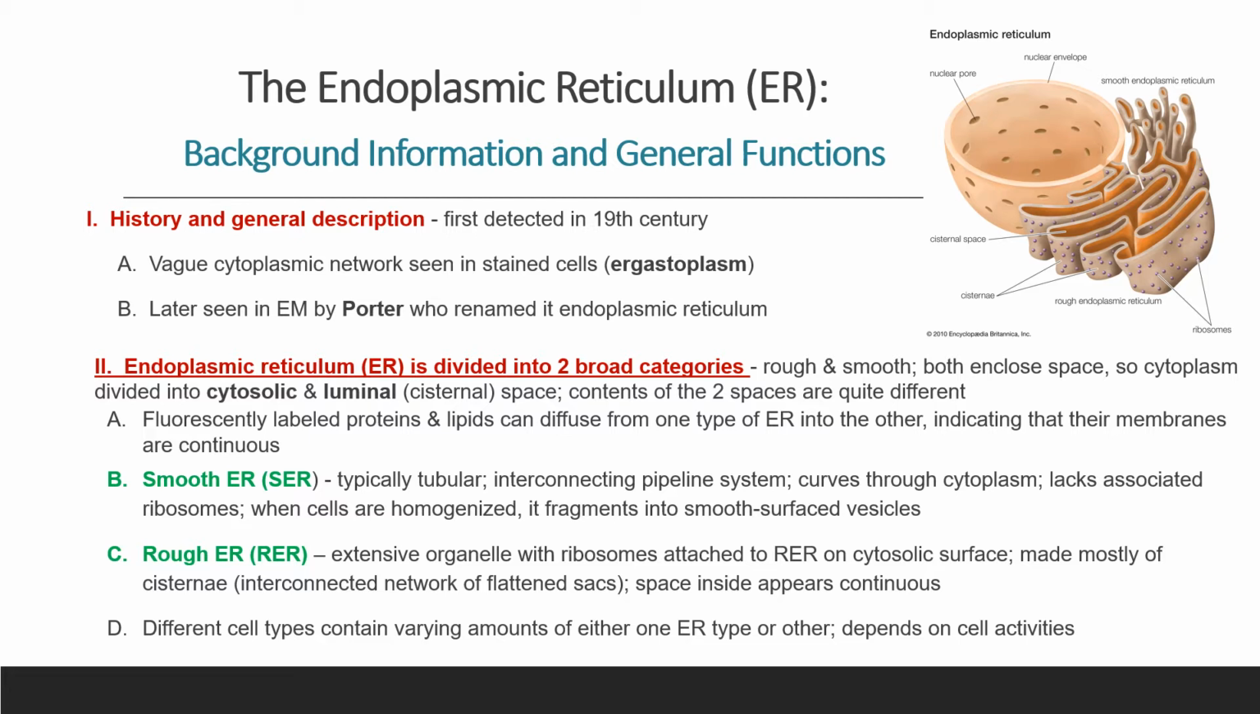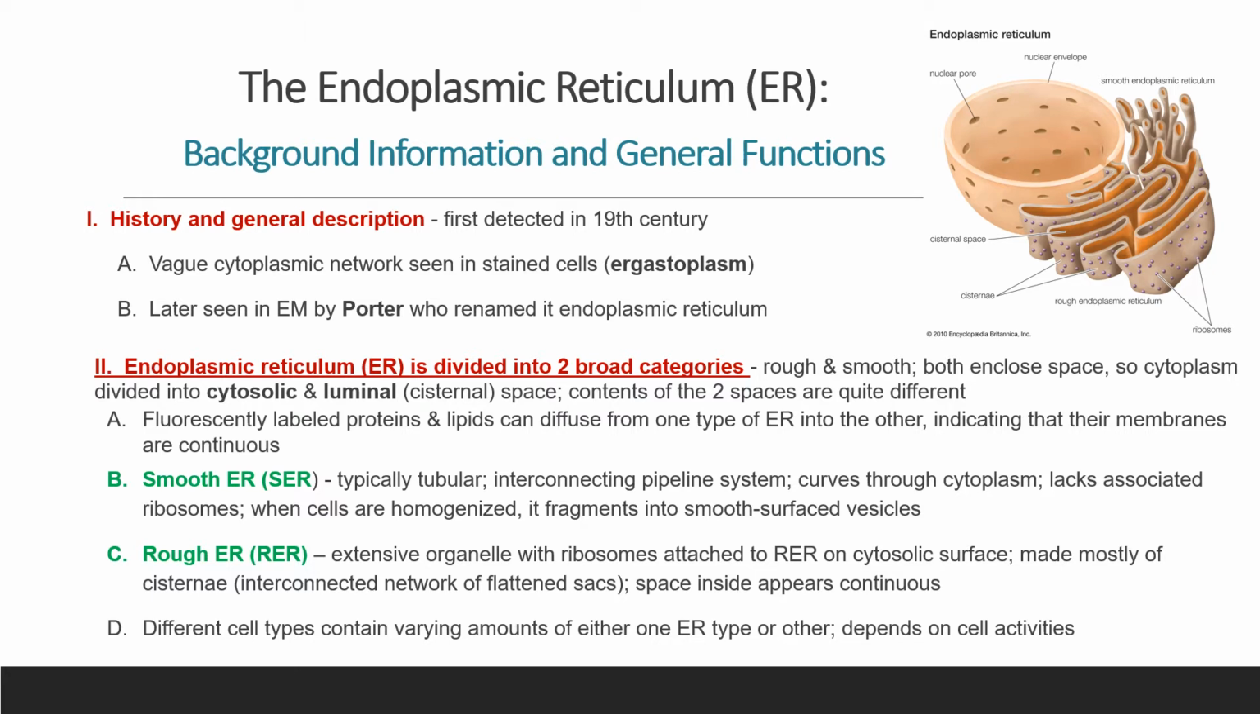When you say smooth ER, or the SER, it is typically tubular, with an interconnecting pipeline system that curves through the cytoplasm. Hence it is known as the smooth endoplasmic reticulum. It lacks the association of ribosomes. When cells are homogenized, it fragments into smooth-surfaced vesicles.